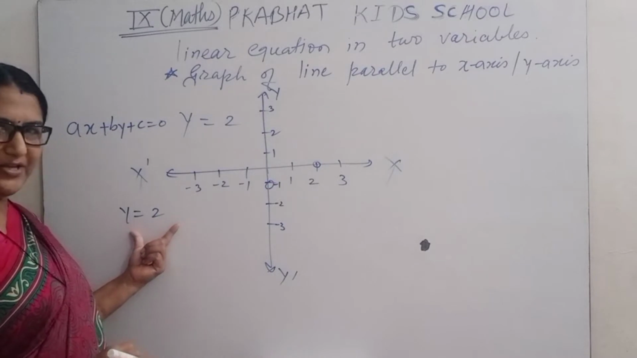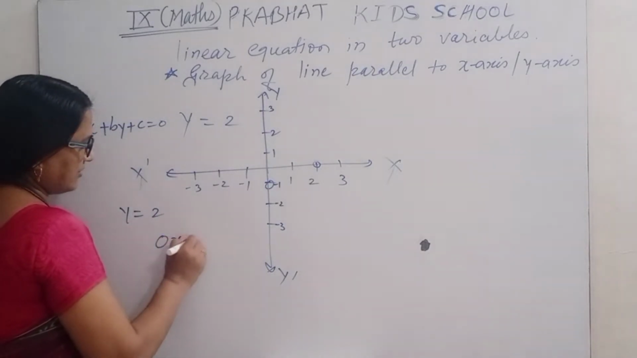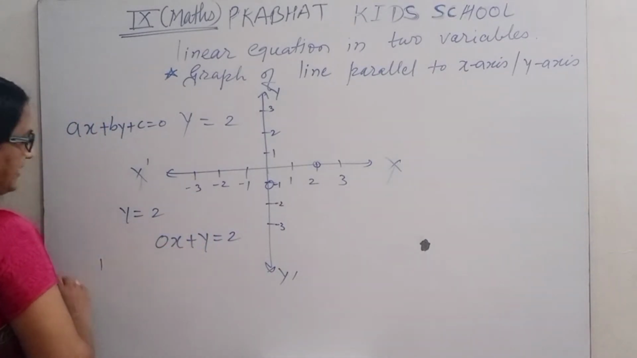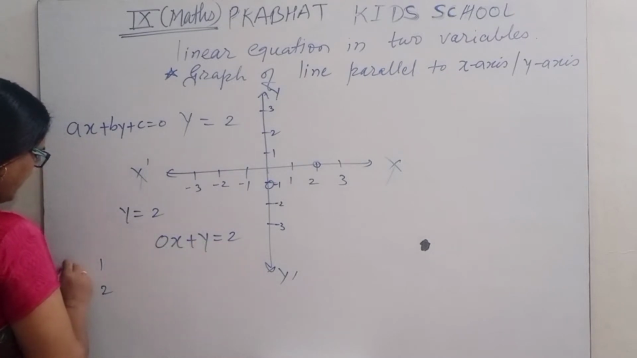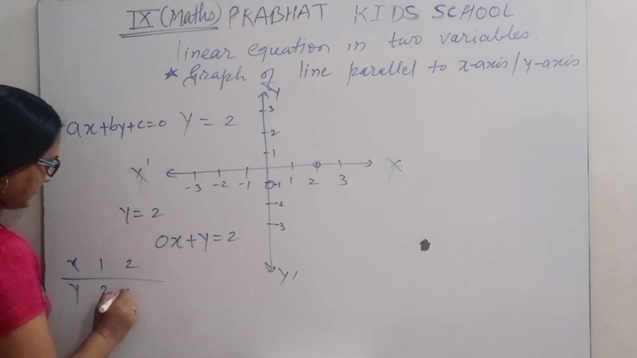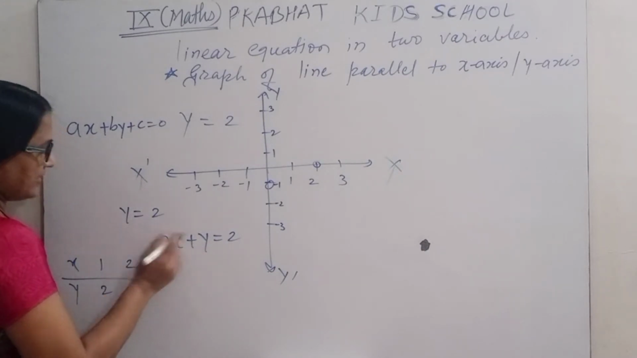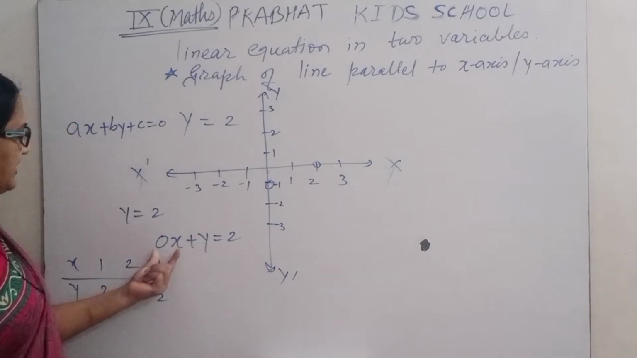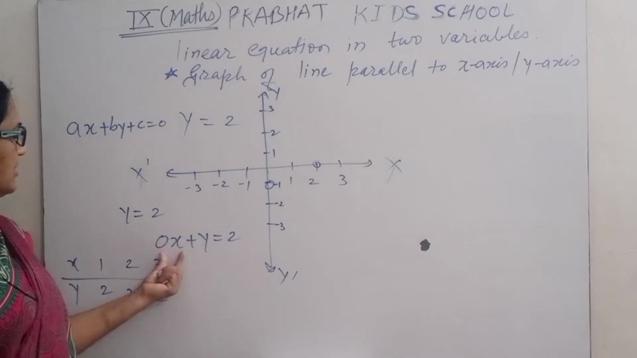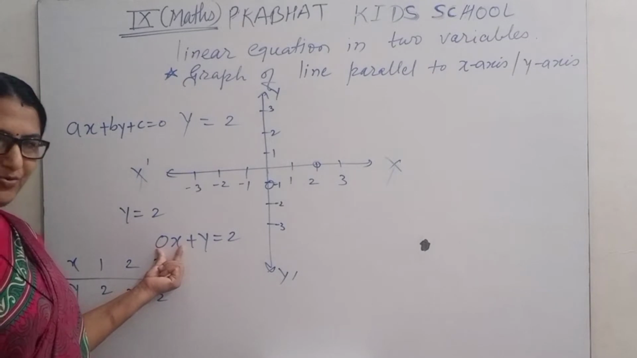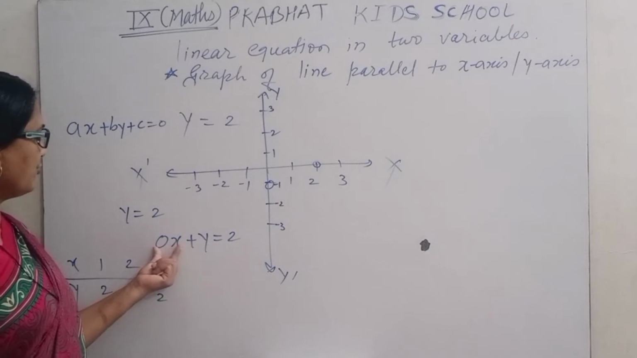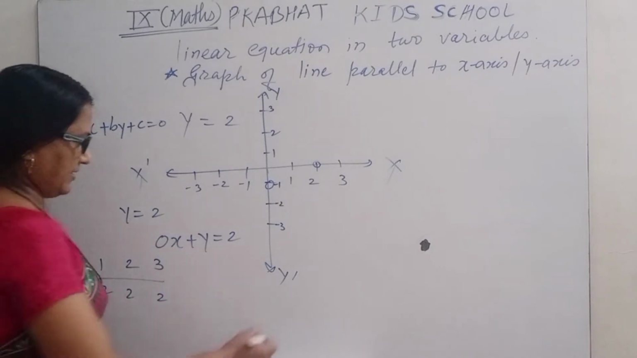We will rearrange this equation: 0x plus y is equal to 2. Isn't it? If x is 1, at that time y is 2. When x is 2, at that time y is 2. When x is 3, at that time y is 2, because every time 0 multiplied by x is 0, which means y is equal to 2. Let me explain.